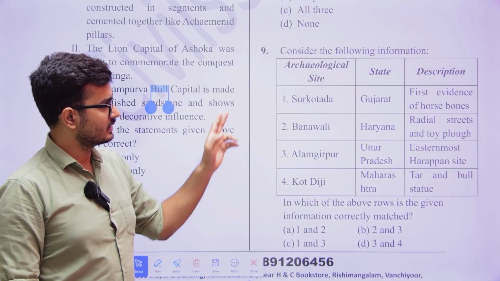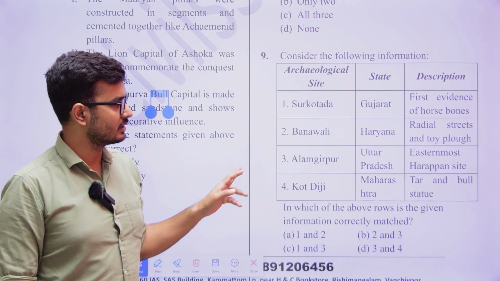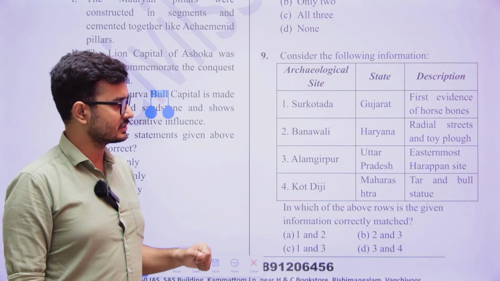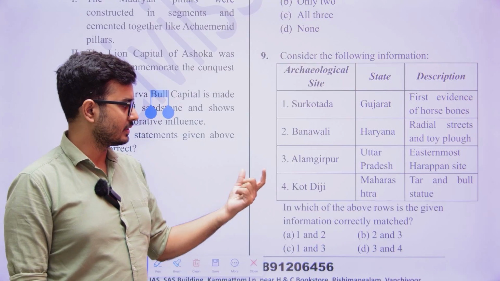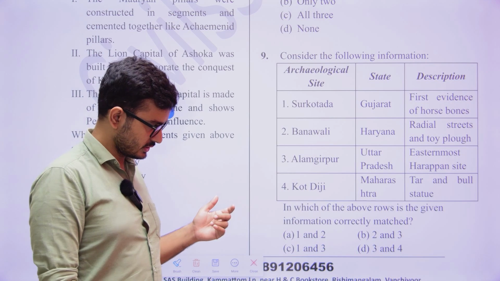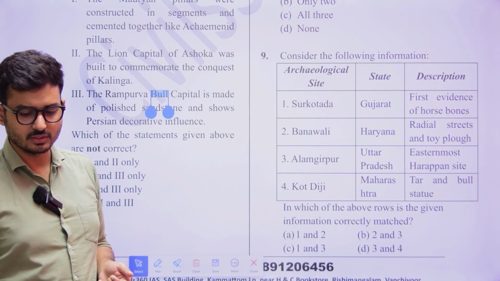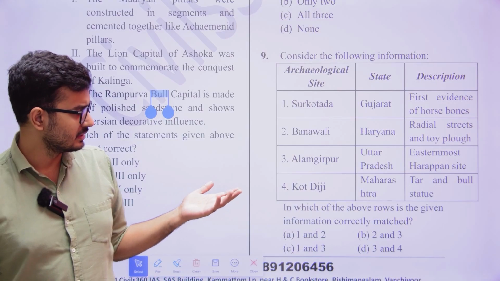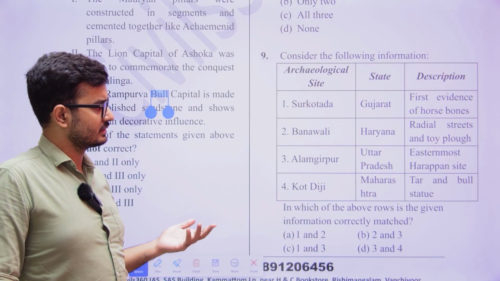Next one is, consider the following information. The first one is Surkotada, Gujarat, first evidence of horse bones. Banavali, Haryana, radial streets and toy plows. Alamgirpur, Uttar Pradesh, easternmost Harappan site. Then Kotadiji, Maharashtra, tar and bull statue. So which one of the following statements are correctly matched? Here also, you can easily solve it by elimination.